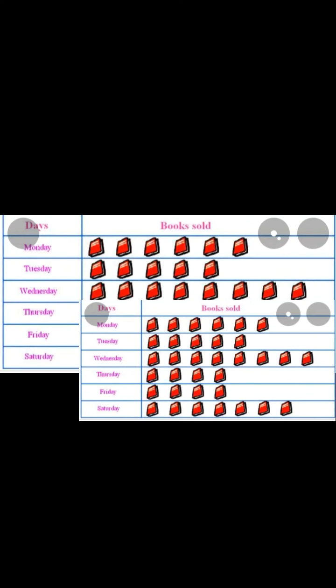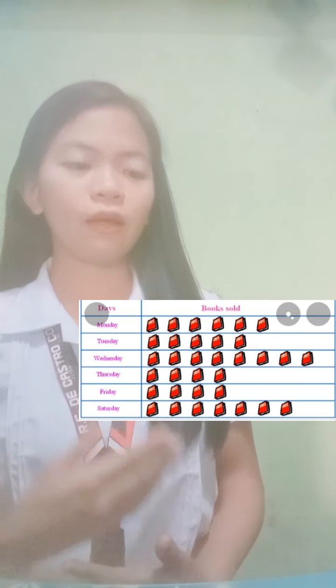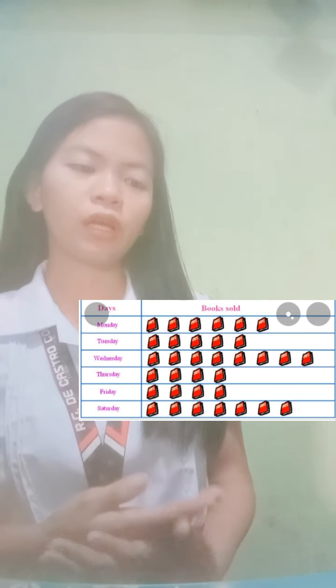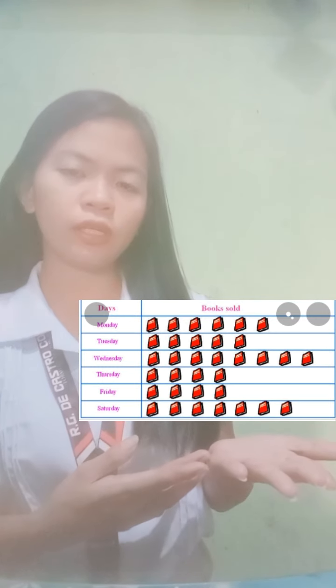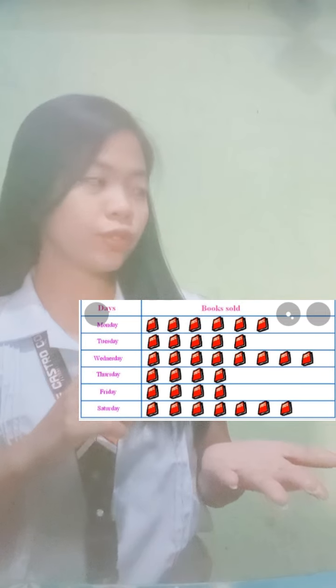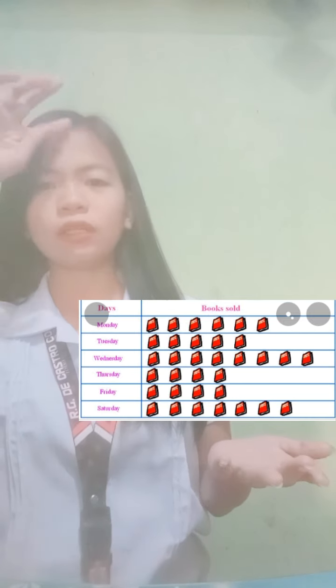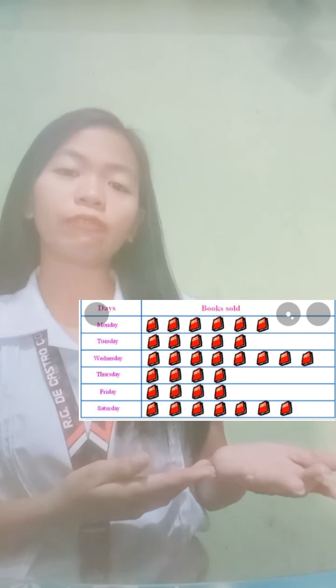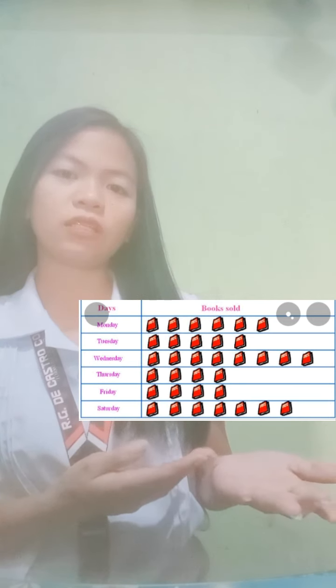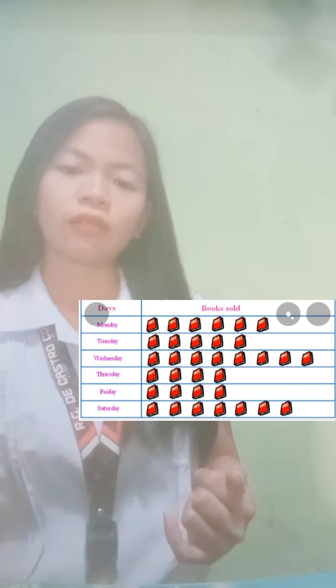So we have another representation of data, which is the pictograph. From its name, pictograph, it is obviously representing with pictures. As you can see, this pictograph represents the books sold on Monday, Tuesday, Wednesday, Thursday, Friday, and Saturday. The task here is finding which day has the most books sold.